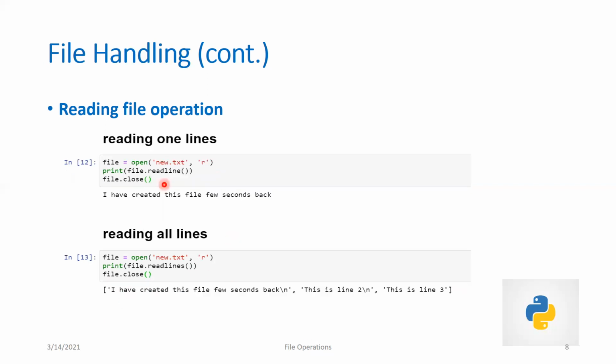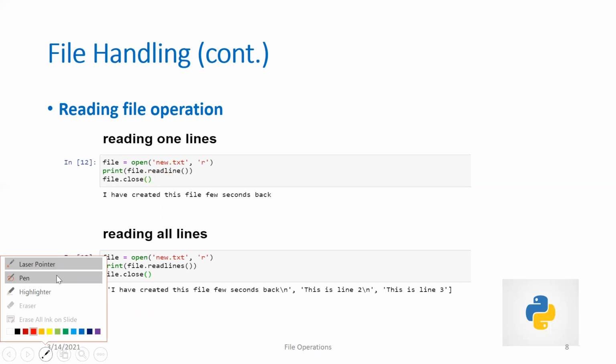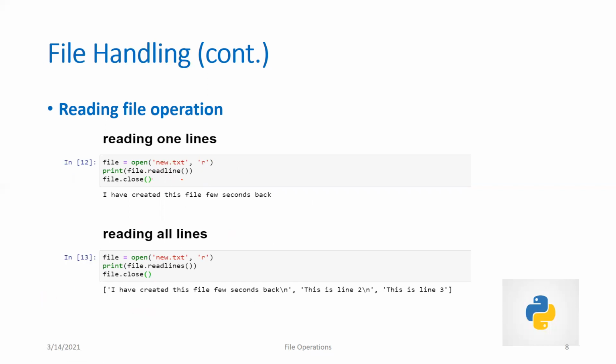If I want to read only one line, the first line will appear. Here I do not use read, I use readline, not readlines. That means I want to read one line. If I want to read multiple lines, I will use readlines, which will show me all the lines. And here readline will show me only the first line. So here the first line was, I have created this file a few seconds back, but there were two more lines, and they are absent here because it will show me only the first line.